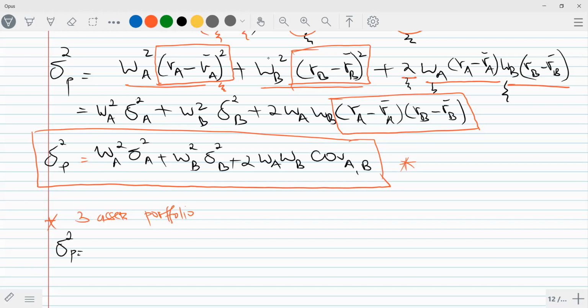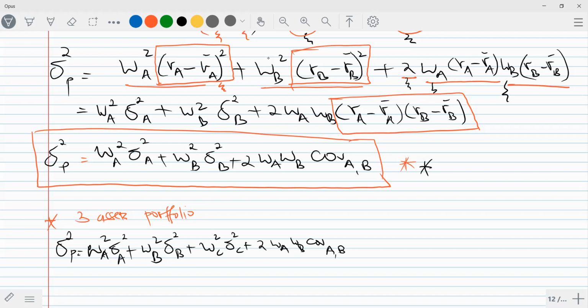In case you have 3 assets, the portfolio risk, the variance of the portfolio, will be equal to weight of asset A squared, variance of asset A, plus weight of asset B squared, variance of asset B. Don't forget now you have asset C: weight of asset C squared, variance of asset C, plus 2 weight of asset A, weight of asset B, covariance between A and B.